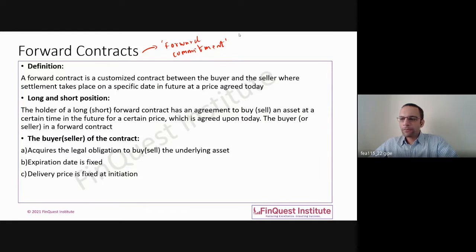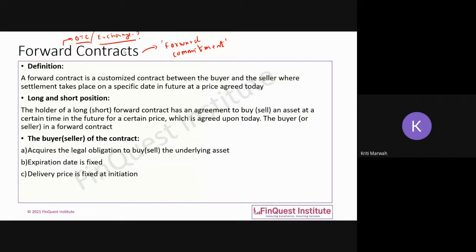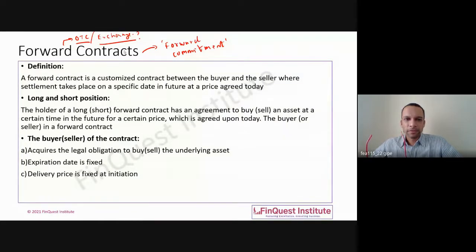So first, the forward: is it an OTC or an exchange traded product? Which one is it? Is it over the counter, or is it available on exchanges? So OTC. Correct, correct. Good. So it's an OTC product, or over the counter. So that way you can customize your product. So the point on customization, which I have mentioned here: a forward contract is something which you can customize.